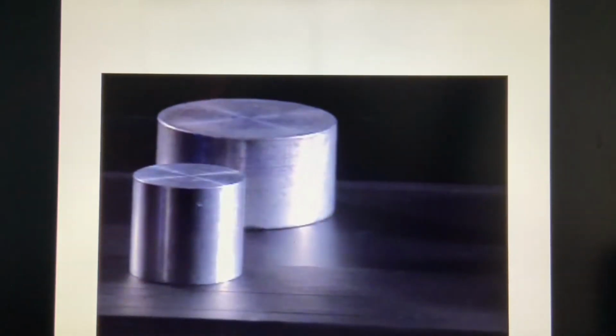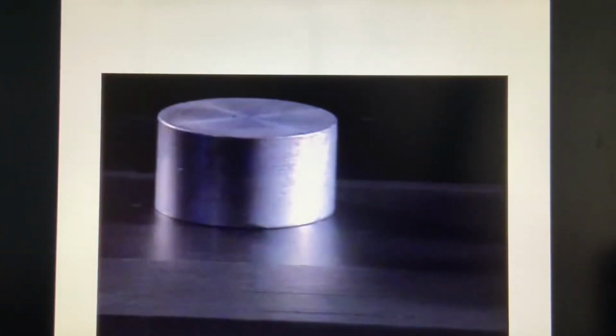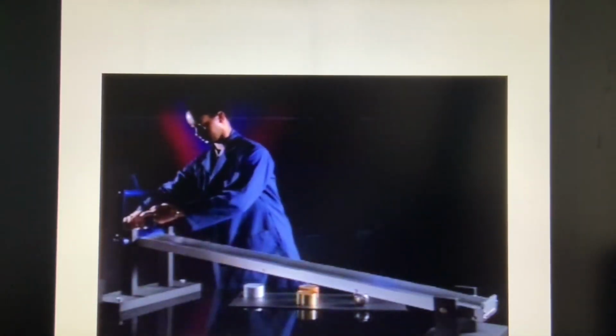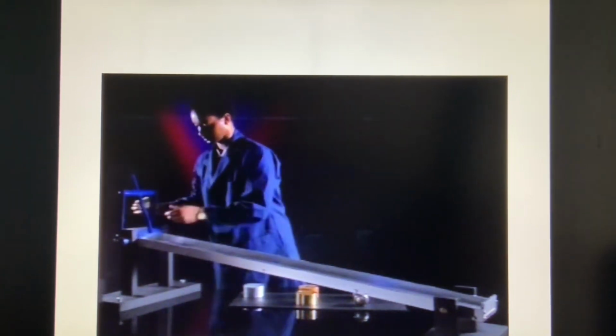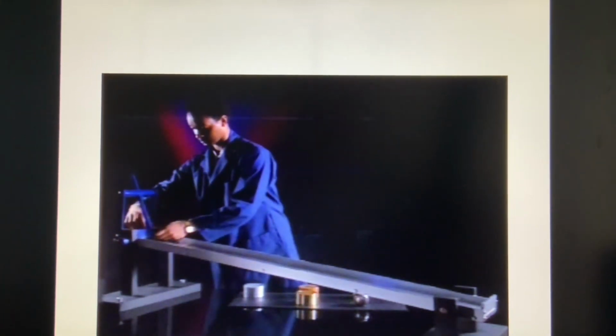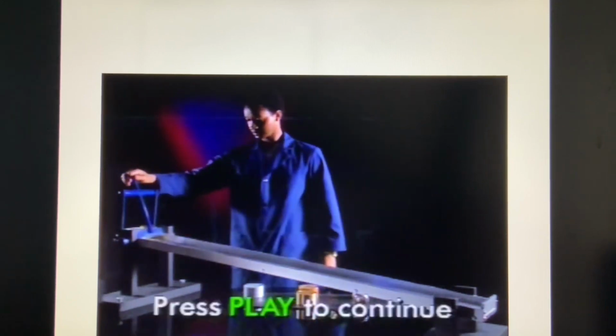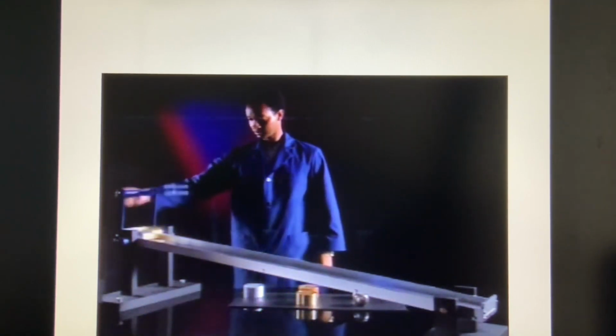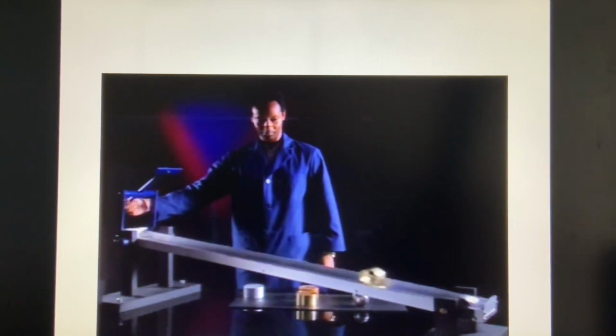Here are a disk and a hoop. This time they're different shapes, so they have different I_com, and different accelerations. If we roll them down the incline, one will roll faster than the other. Which one will reach the bottom first? The disk rolls faster than the hoop.